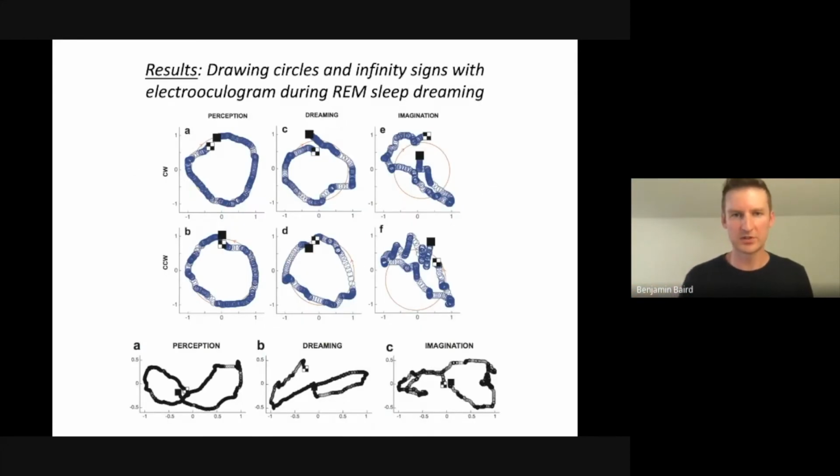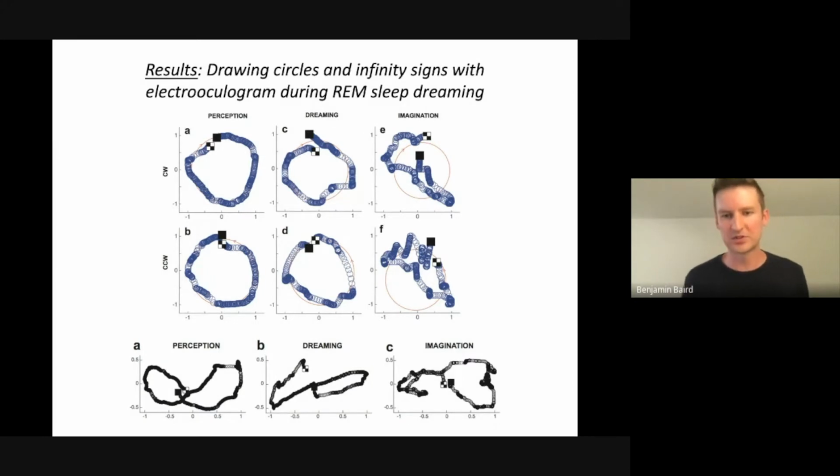As I mentioned, they also tracked circles. This isn't the greatest example, but it gives you a sense. The top row is showing the clockwise motion, starting with the black box, ending with the checkered flag, across the perception, dreaming, and imagination conditions. And the second row is showing the counterclockwise, going the other way. We had one person track an infinity sign. It's not the best there in the lucid dream, but you can see they're still pretty much getting it.